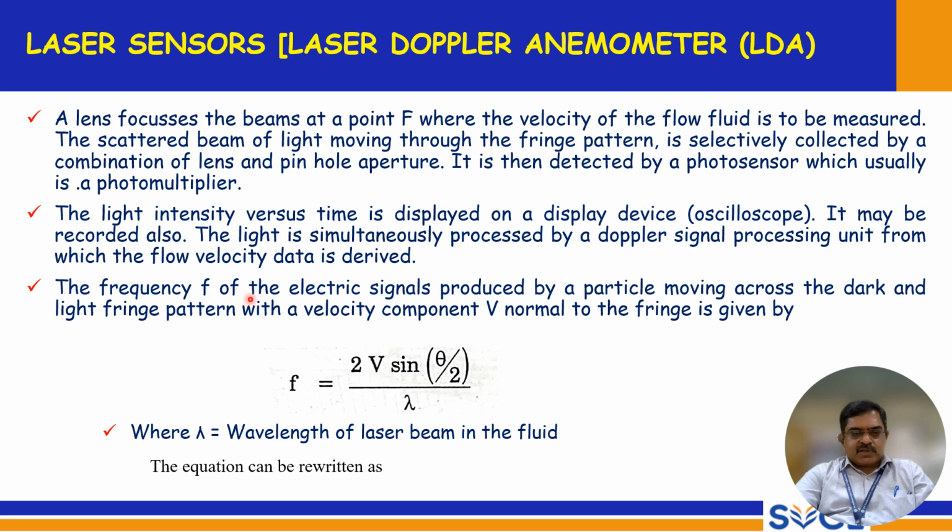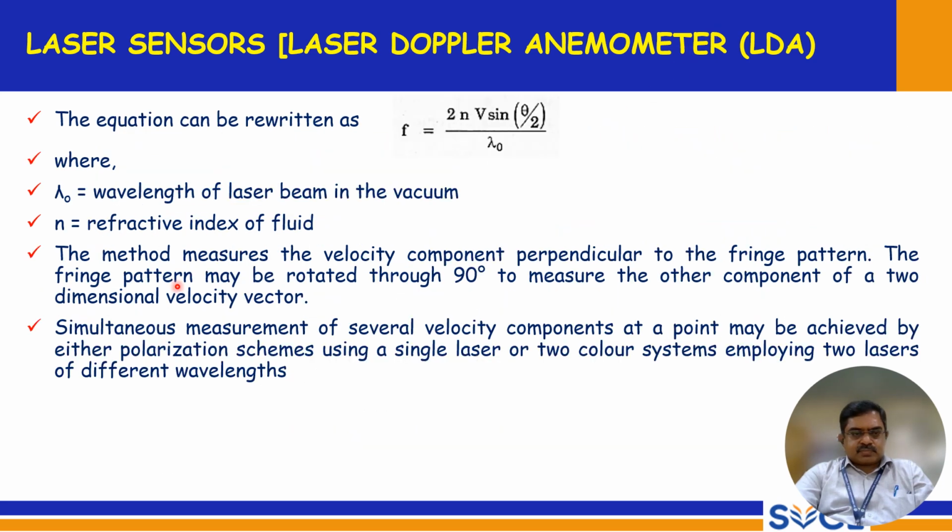The frequency f of the electric signals produced by a particle moving across the dark and light fringe pattern with a velocity component v normal to the fringe is given by f equal to 2v sin(theta/2) divided by lambda, where lambda is the wavelength of laser beam in the fluid. So this can be rewritten as f equal to 2n v sin(theta/2) divided by lambda naught. Lambda naught is equal to the wavelength of laser beam in the vacuum.